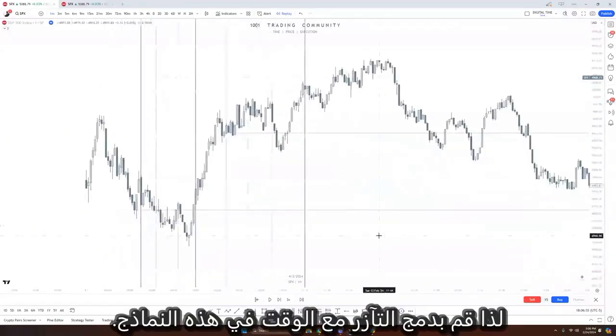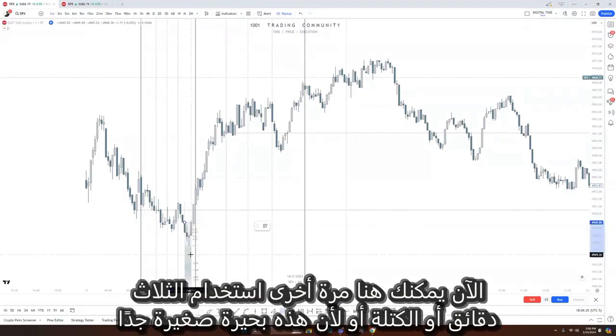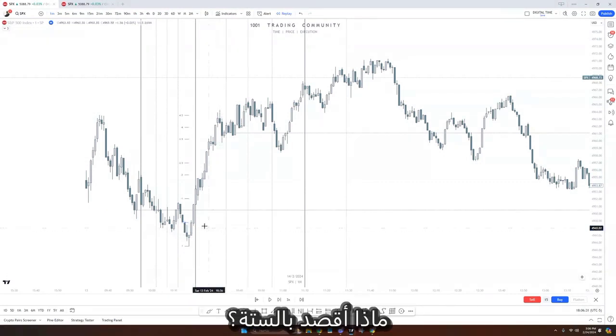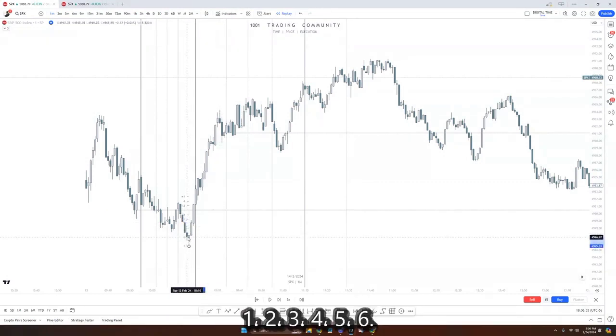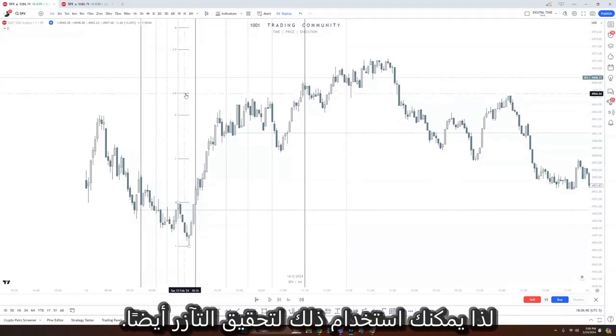So combine standard deviations with time in these models, and you'll begin to see just how everything is utilized. Now here you can use, again, the 3-minute order block, or because this is such a tiny price leg right here, you can use the 6-minute order block as well. What do I mean by 6? There are 6 candles here. 1, 2, 3, 4, 5, 6. 6 candle formation. So you can use that for standard deviation as well.